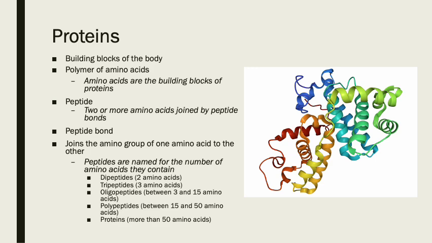Proteins are named for the number of amino acids that they contain. Dipeptides have 2, tri have 3. Oligopeptides have anywhere from 3 to 15, and poly means 15 to 50, and then proteins are 50 or more. So a peptide chain of at least 50 amino acids makes a protein. Proteins are very complex, very twisted and intricately bent and turned molecules, so they can have lots and lots of amino acids.